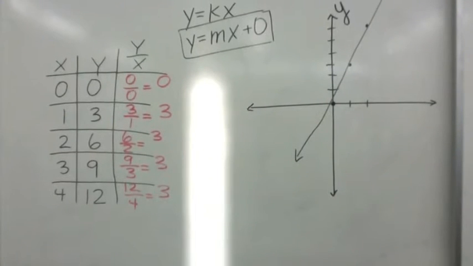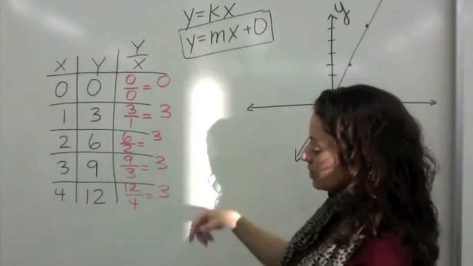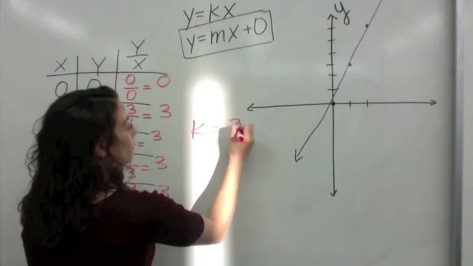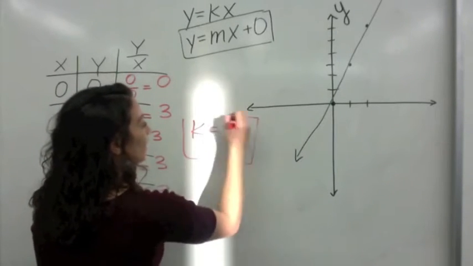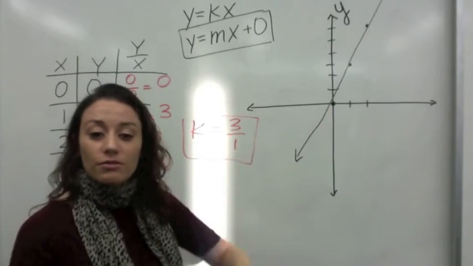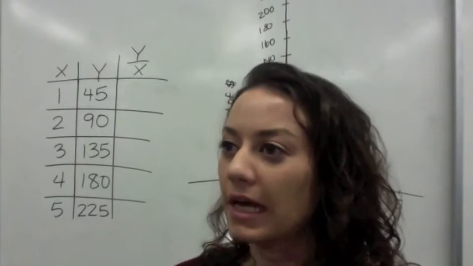Okay, so this is a proportional relationship. Why? Because it goes through 0. It has a constant rate of change. The ratio is 3. And if you want to write it as 3 over 1, that's fine. K or M equals 3 over 1. And it goes through the origin. It goes through where? The origin. Very good.